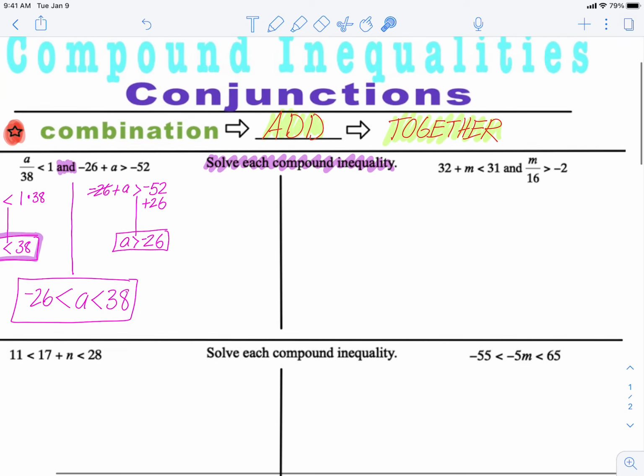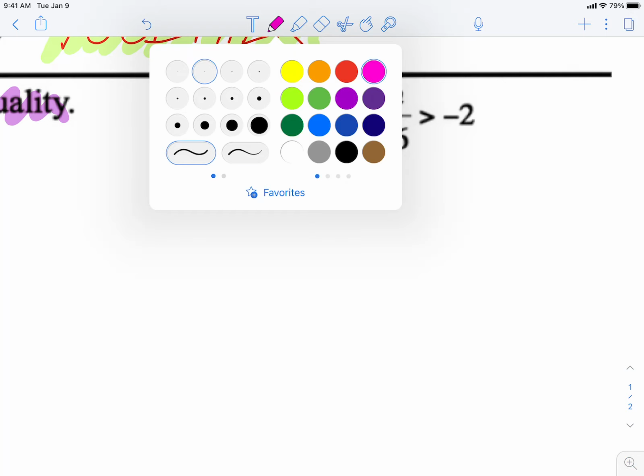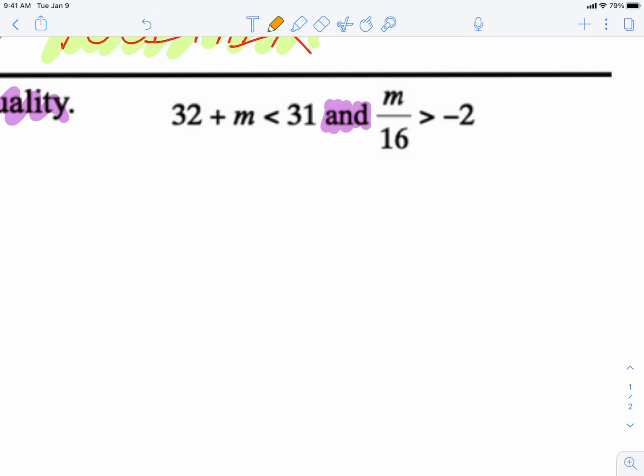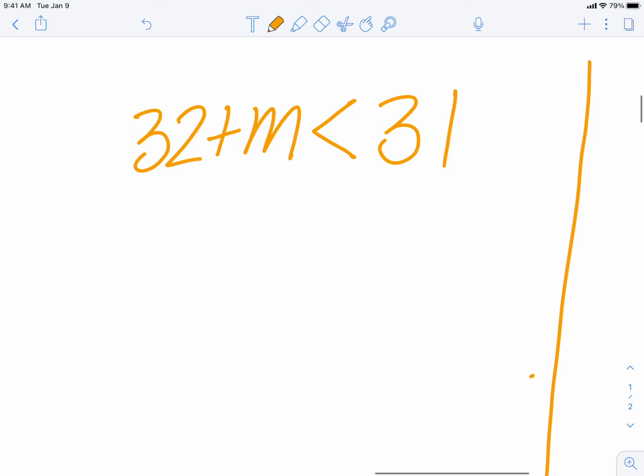So let's do another example here. I see that it says "and" again, right? And so I've got to do two problems. My two problems are, let's change a color here. The first problem is 32 plus m is less than 31, and m over 16 is greater than negative 2. Those are my two problems. So let's solve this first problem first.